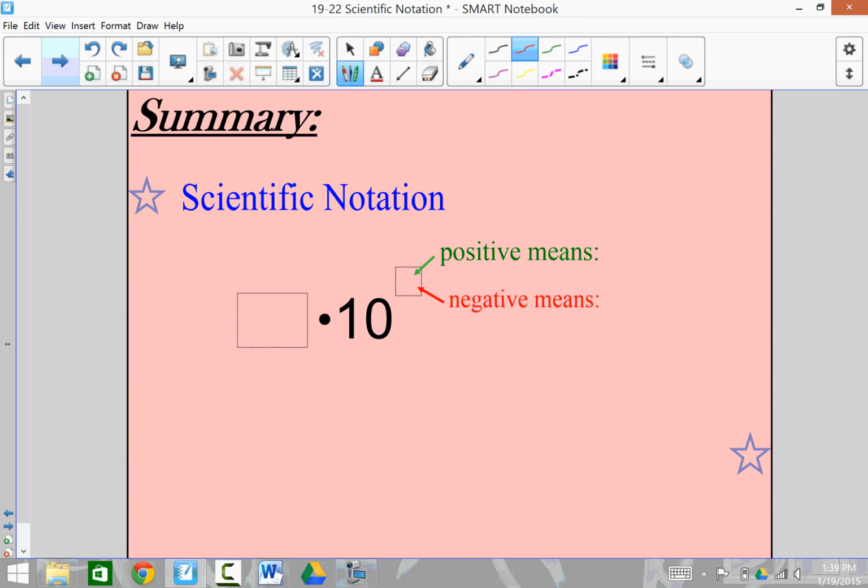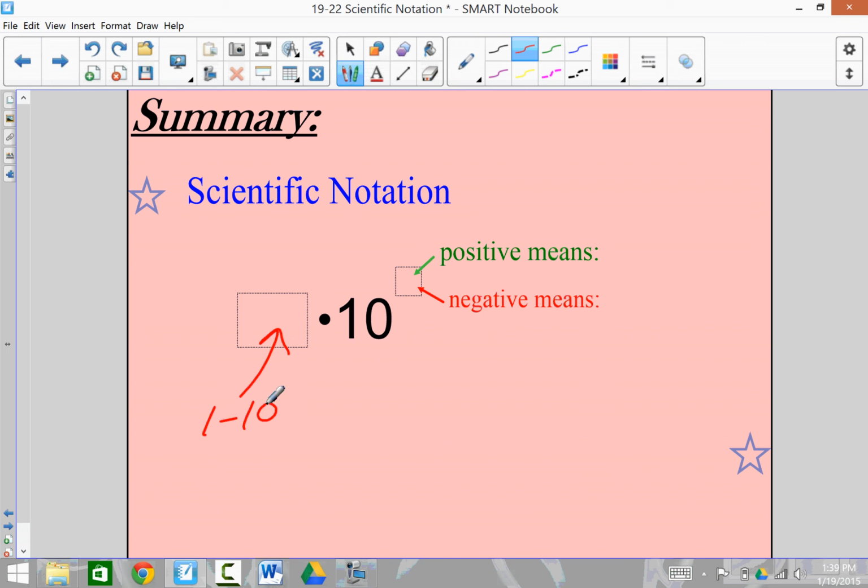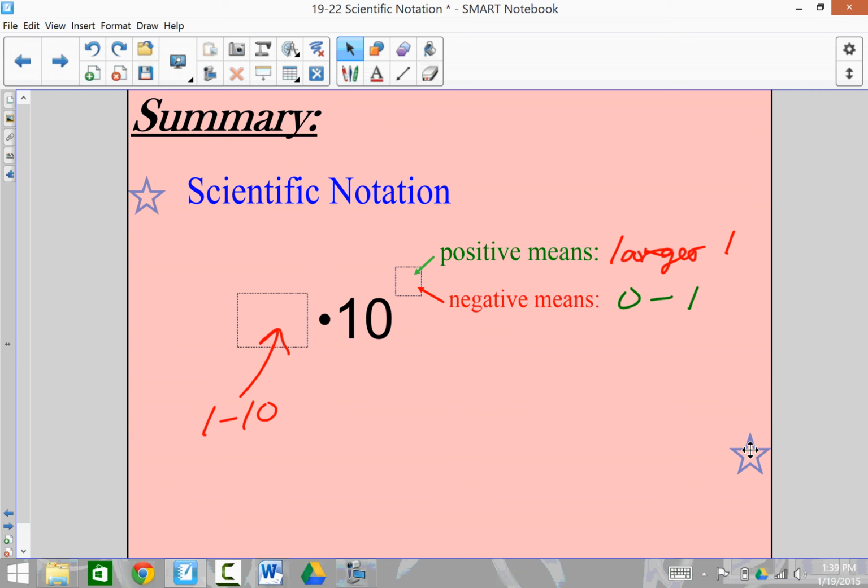All right, let's give you a summary here. Final summary piece is, know that scientific notation is some number that has to fall between 1 and 10. It's times 10, always, always, always. And then you have an exponent. A positive exponent means that your number is larger than 1. And a negative exponent means that it's a number between 0 and 1, a really, really small number.